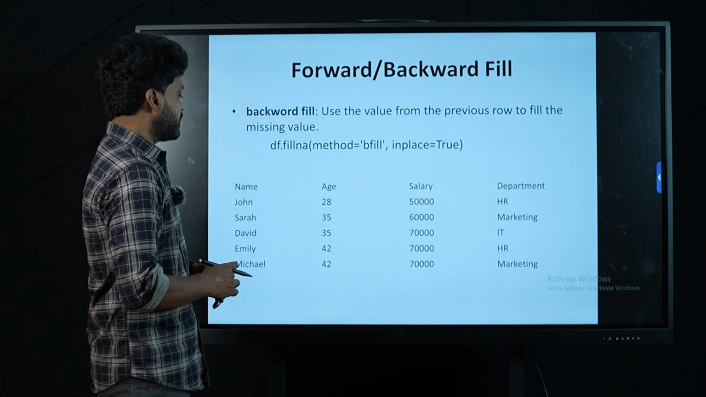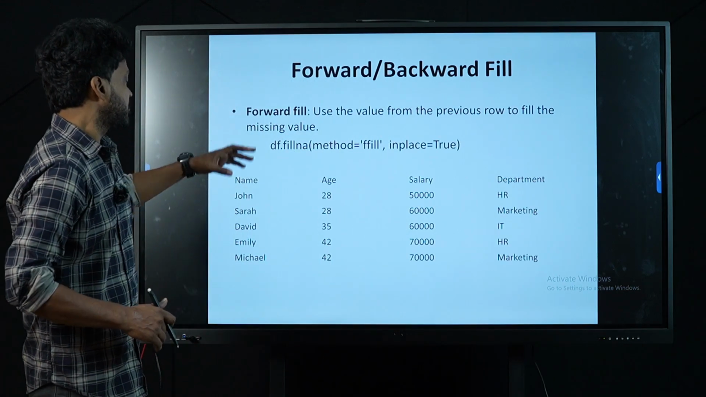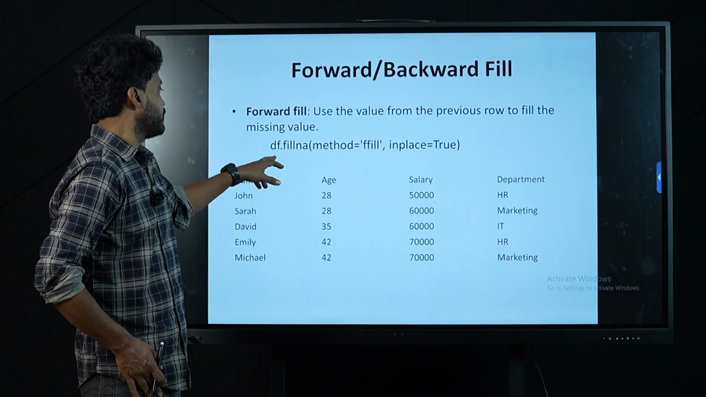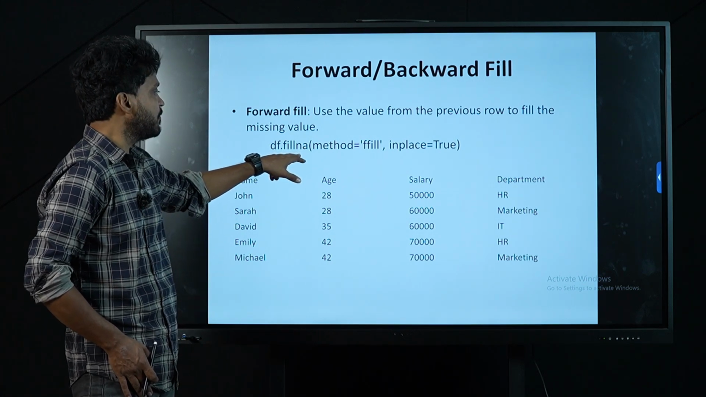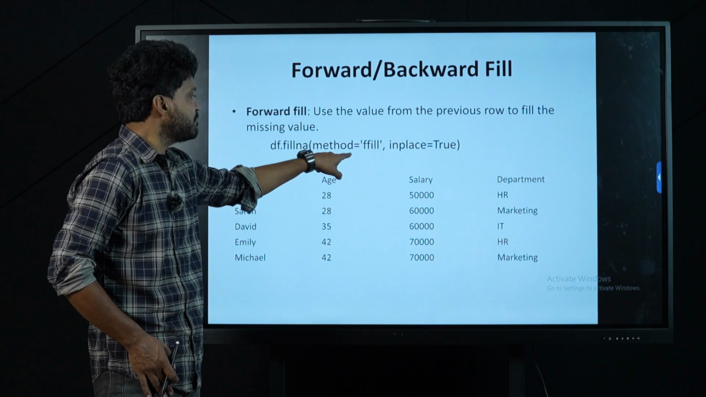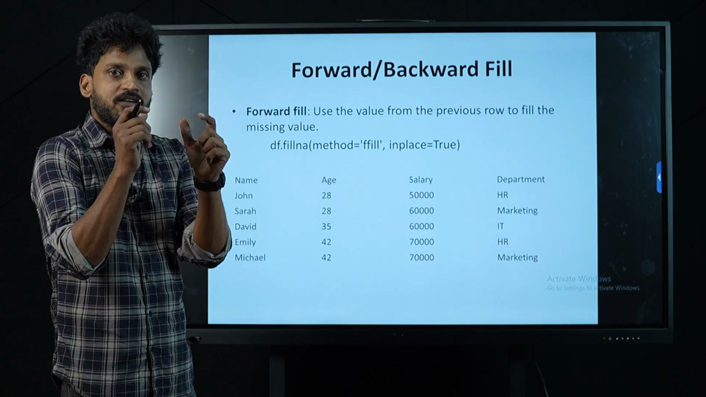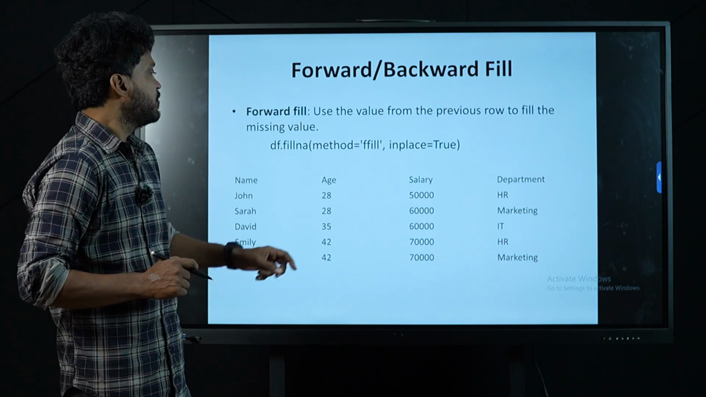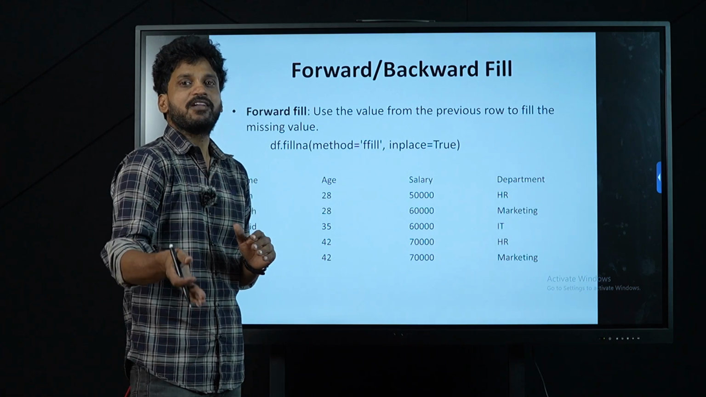Now, how exactly are we going to do it in Python? Similar to the previous slide, we are going to use dataframe.fillna. Here, we are going to fill not available values with the method. What is the method? method equal to 'ffill'. ffill should be in single quotations. So, what is ffill? ffill stands for forward fill.